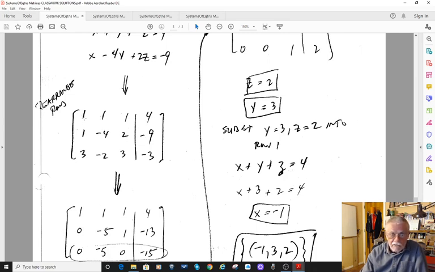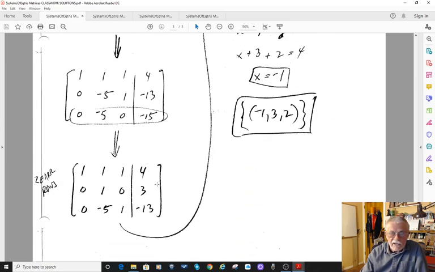Okay, so negative 3 and 3 is 0, so that's a 0. Negative 3 and negative 2 is a negative 5. Negative 3 and 3 makes that a 0. And negative 3 times this is negative 12, added to negative 3 is negative 15. Okay, almost there. So I'm looking for row reduced echelon form.